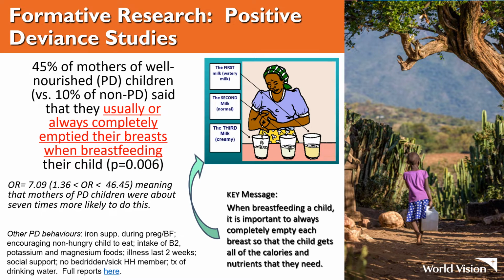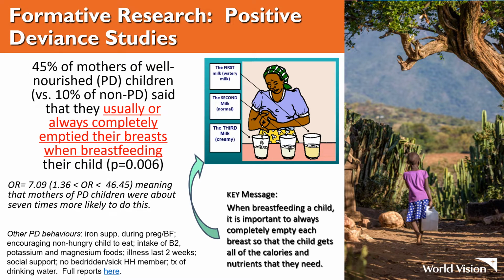out of the breast, the fore milk, typically has more water in it and less fat, which is great for hydration, but it's the hind milk, the last milk to come out, that is richest in terms of fat and thus calories. This finding led to our putting a lot more attention on that important behavior and developing key messages around it, and by final, 99% of mothers said that they were doing this.